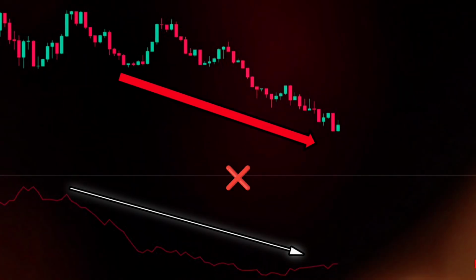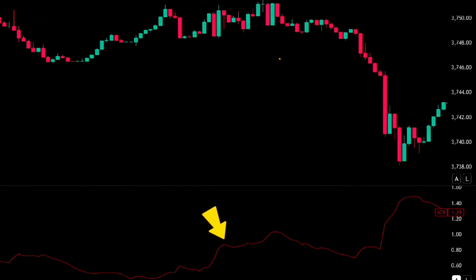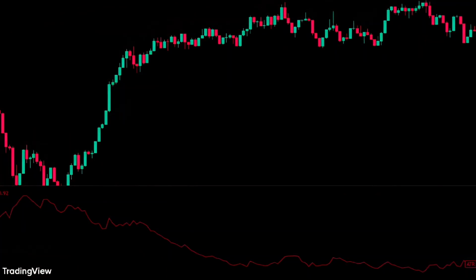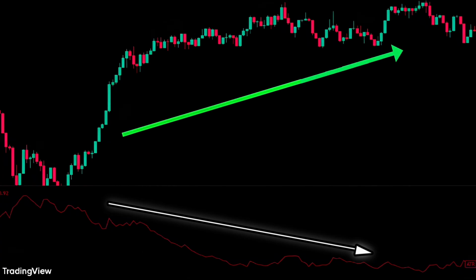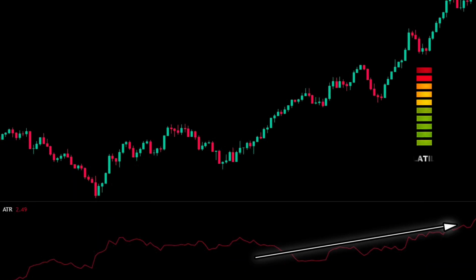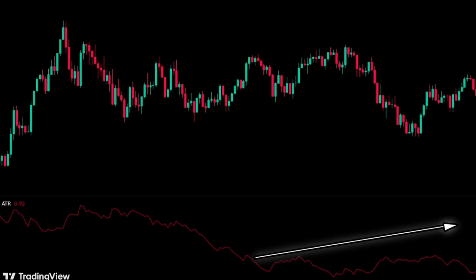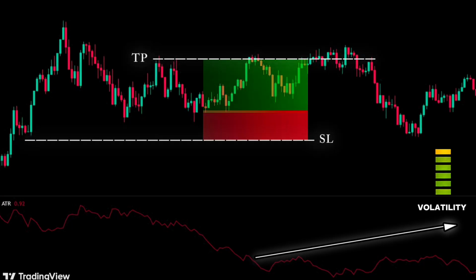Let's go through an example. In this example, you see the ATR line rising while the market is trending downward. That means volatility is high. On the opposite side, when the ATR line is falling and the market is moving upward, that means volatility is low. When ATR shows high volatility, your risk-reward potential is larger. When ATR shows low volatility, you should place a tighter stop loss and target.